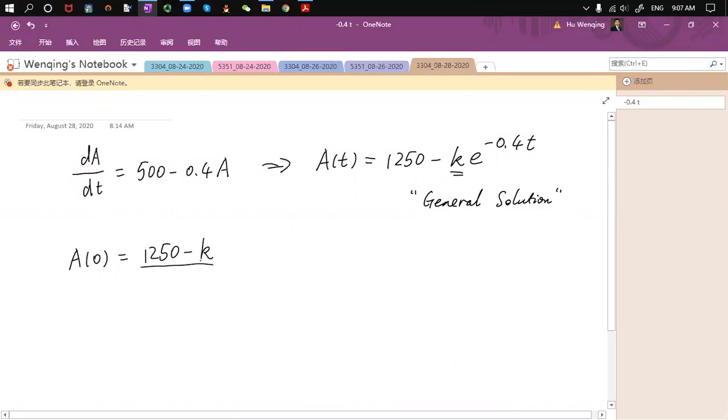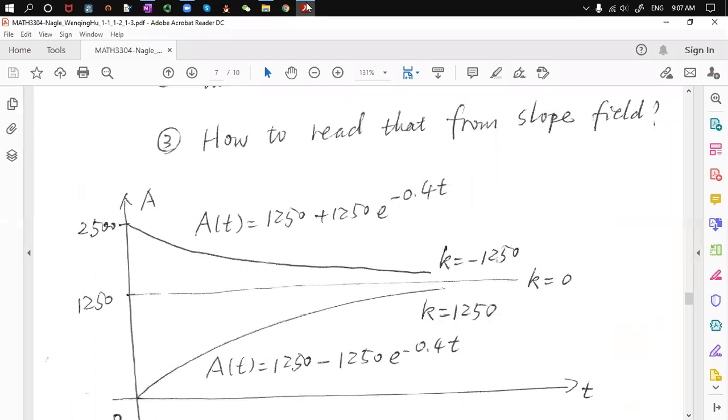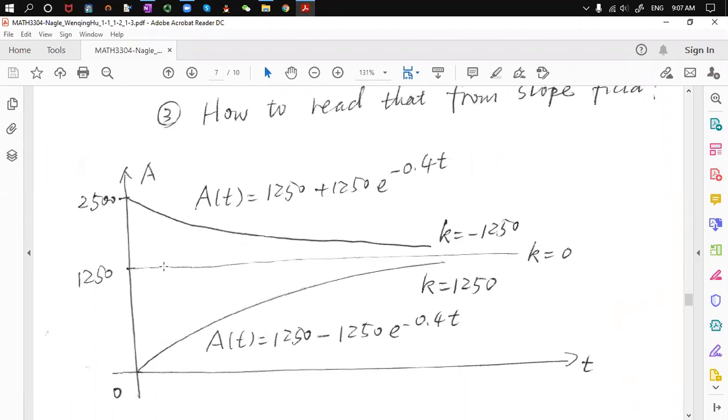That's A(0). For different choices of A(0), the amount of drug in the person's bloodstream should be different. Why do I say it should be different? Because you can look at this picture. Here the problem has a competitive phenomenon, a mechanism between two kinds of effects. One is that the person's body tissue is absorbing the drug. On the other hand, the drug is flowing into the person's bloodstream.